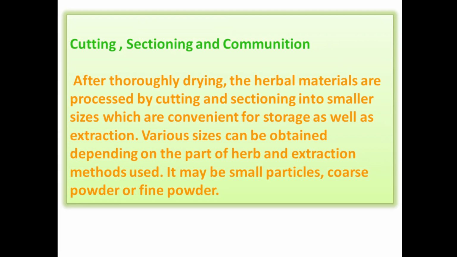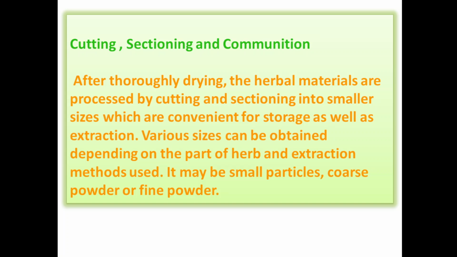In that, first one is cutting, sectioning or comminution. After thoroughly drying, the herbal materials are processed by cutting or sectioning into smaller sizes which are convenient for storage as well as extraction. After harvesting or collection of raw material, it will undergo drying, and after drying it will be converted into smaller pieces by cutting or sectioning, or sometimes powders are prepared by size reduction methods. This is convenient for storage as well as for extraction, so that extracts can be prepared.